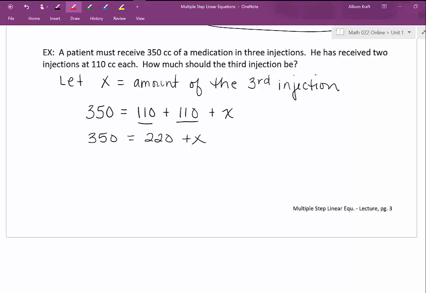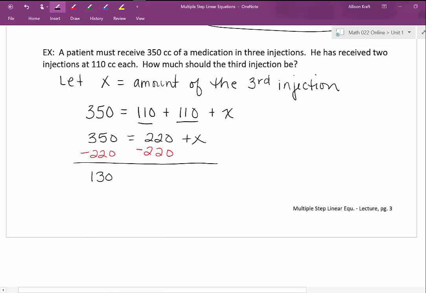To eliminate this positive 220, I'm going to subtract 220 from both sides. This gives me 130 is equal to x. Therefore, my solution is that the third injection is 130 cc's.